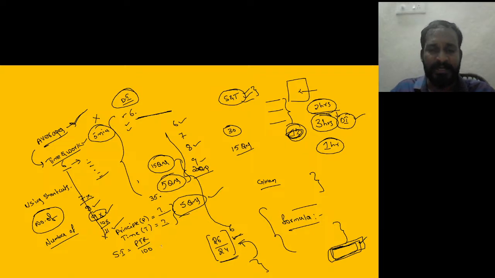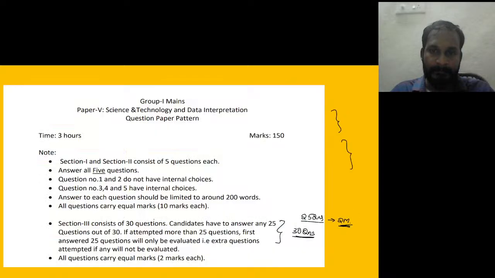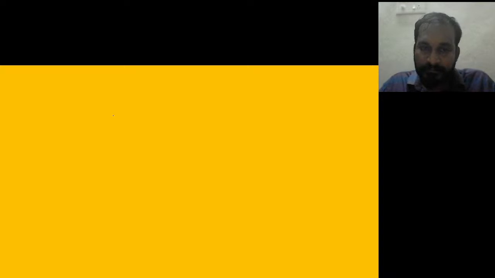Otherwise, you would have to write principal into time into rate of interest, which is a waste of time. Anyway, we will write the given, so while writing the given itself, make sure that you write it a little bit cautiously. Not only in this, in any other thing also, make sure that you write very clearly.